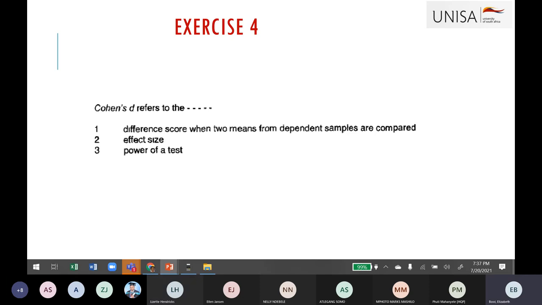What is Cohen's d? Effect size. It is the effect size. Effect size, yeah. You can check the definition of Cohen's d.